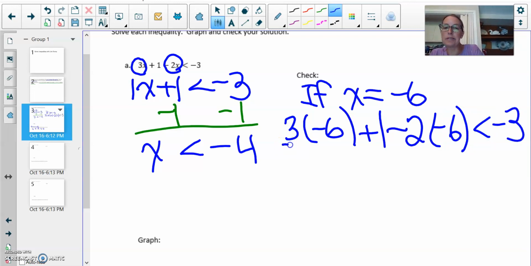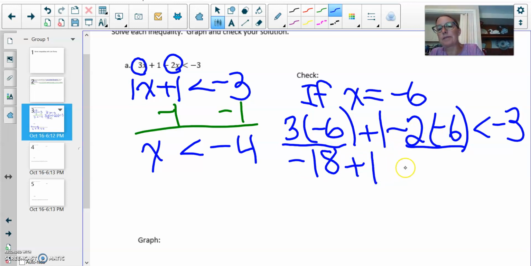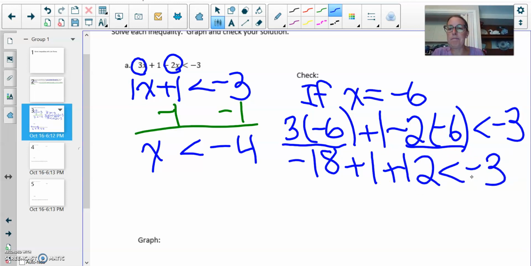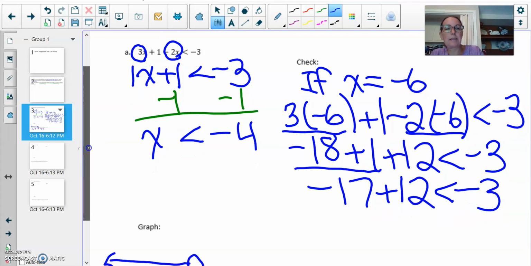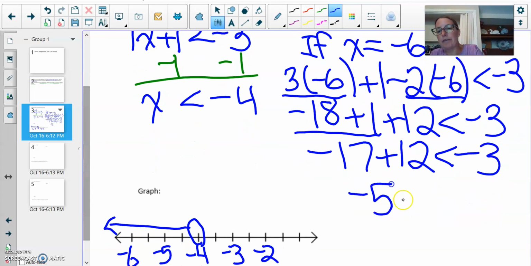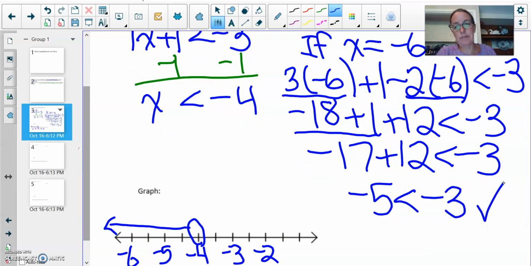Use the order of operations. So on that left-hand side, I can do the multiplying. So it's negative 18 plus 1. Negative 2 times negative 6 becomes plus 12 is less than negative 3. Negative 18 plus 1 becomes negative 17 plus 12 is less than negative 3. And now negative 17 plus 12 is negative 5. That is less than negative 3. So my solution checked.